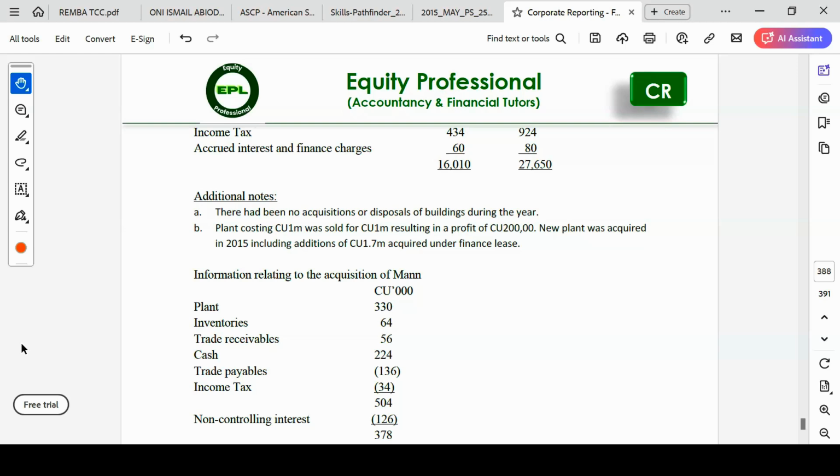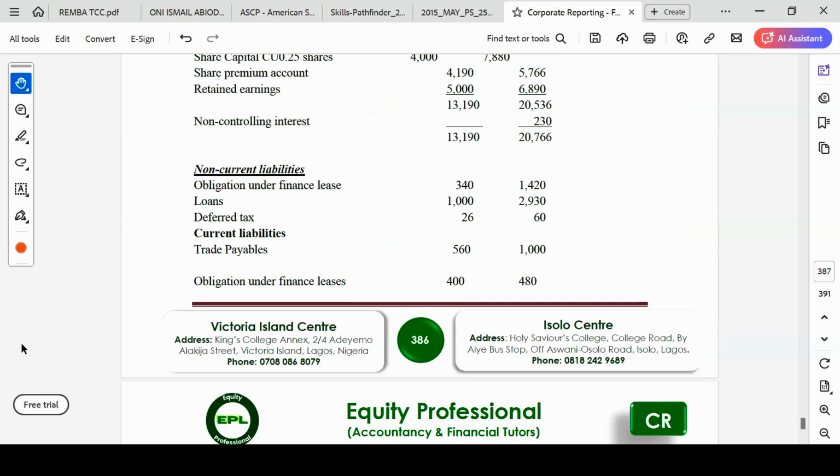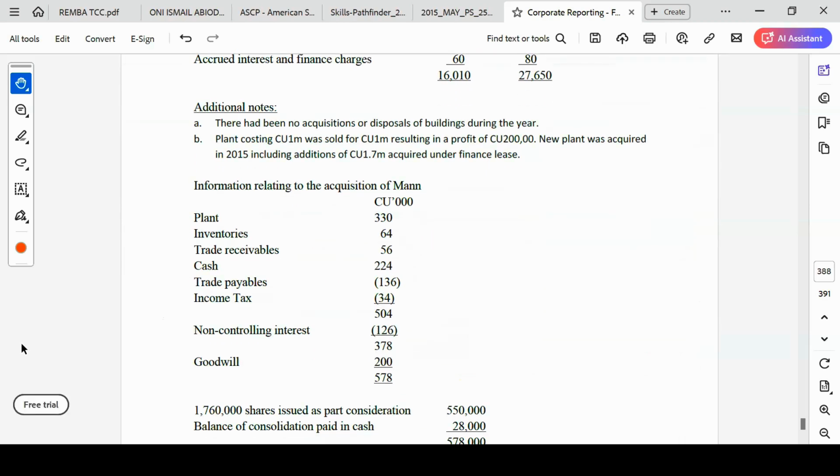Okay, let me read that again. Plant costing 1 million Naira was sold for 1 million Naira, resulting in a profit of 200,000. New plant was acquired in 2015, including additions of 1.7 million acquired under finance lease. Okay, no wahala. This one was with finance lease. I think finance lease definitely is under our non-current liabilities, obligation under finance lease. So we have a new one. No problem. I'll come back to analyze these ones.